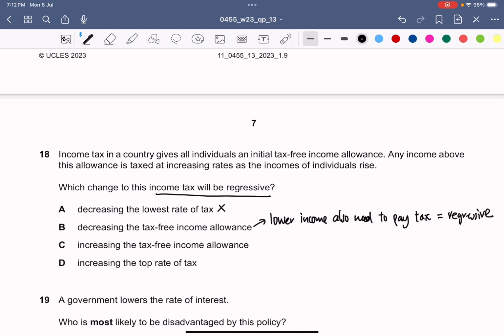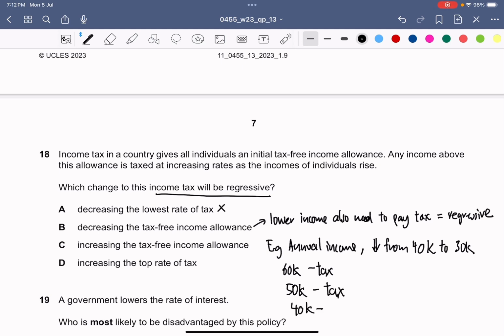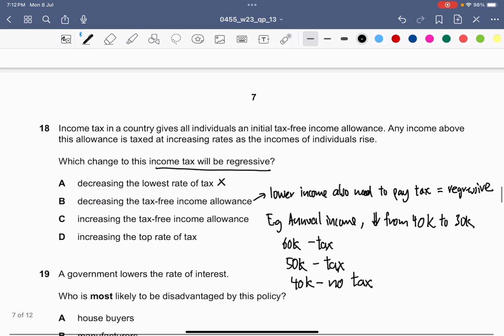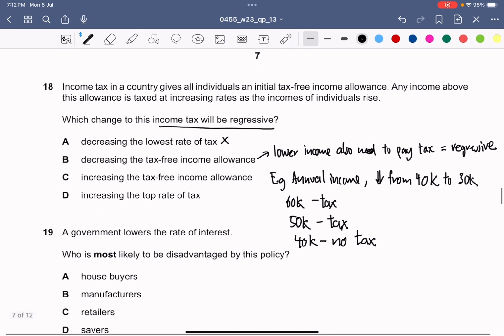So I give you an example to better visualize it. For example, your annual income, and we say the boundary of this tax-free income allowance decreases from 40k to 30k. So right now 60k we need to tax, 50k also has tax, 40k initially doesn't have tax, but after you reduce the tax-free income allowance, now the 40k income earners will need to pay tax. So we can find that this income tax scheme has become more regressive.